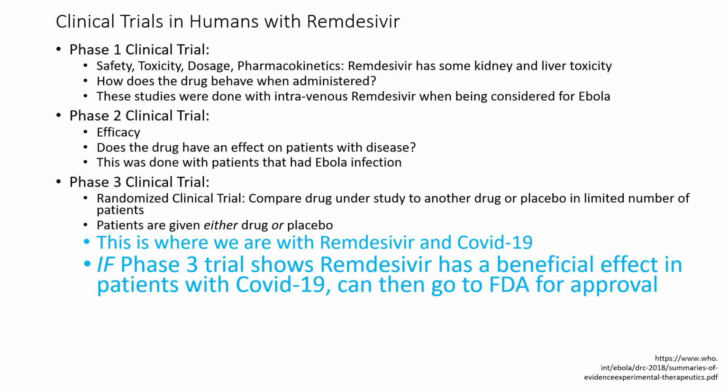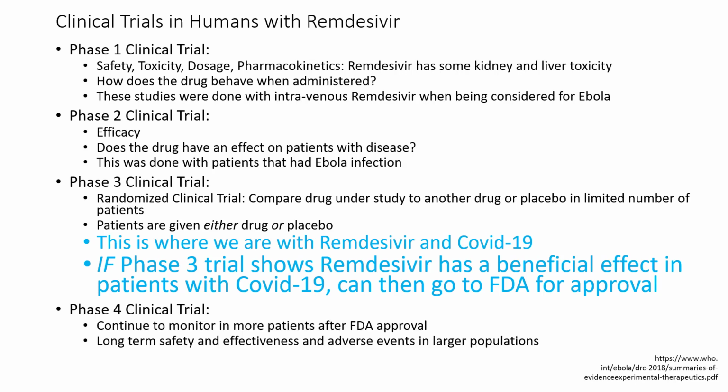If the phase 3 trial shows that remdesivir has a beneficial effect in patients with COVID-19, it can then go to the FDA for approval. The phase 3 clinical trial would have to show that patients that received the drug did better than patients that did not receive the drug.